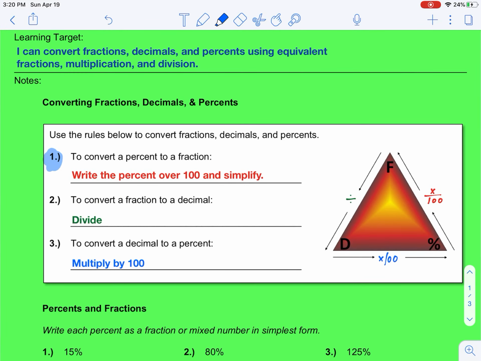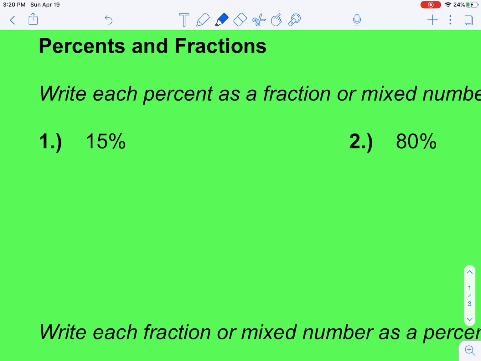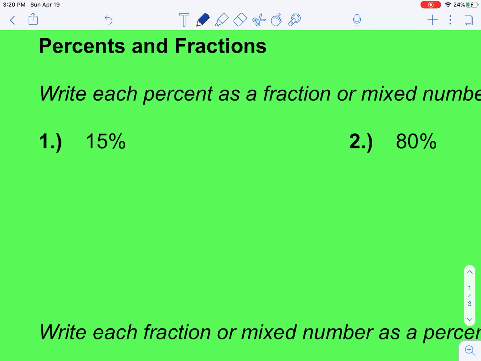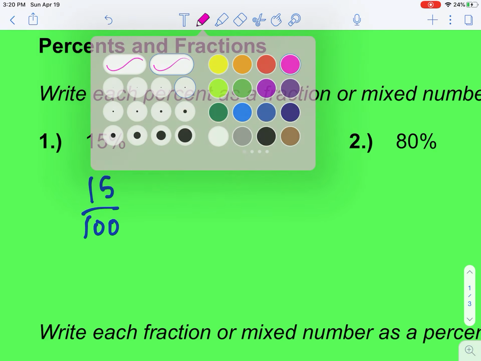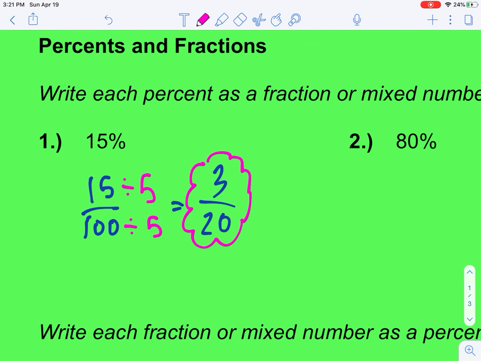We have a couple examples to do together. Percents and fractions. The first thing I'm going to work on is if I have a percent and I want to change it into a fraction, I'm going to take my number. I have 15%, so 15 is going to go on the top and 100 is going to go on the bottom. Now, I'm pretty much done. That's a really great answer, but I'm not finished because I want to make sure that this is simplified. I can divide the numerator and denominator both by 5. 15 divided by 5 is 3, and 100 divided by 5 is 20. So 15% is the same as 3/20.